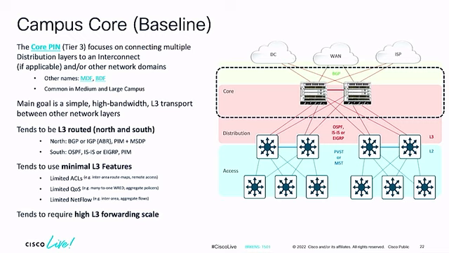If you have a collapsed core and distribution where I have to aggregate a lot of access layer, then you might be using a chassis-based system at the core. If I have a core that's just aggregating some distribution layers, I might just have something like a Cat 9500 as a core, which can do 100 gig up and down and has plenty of density.